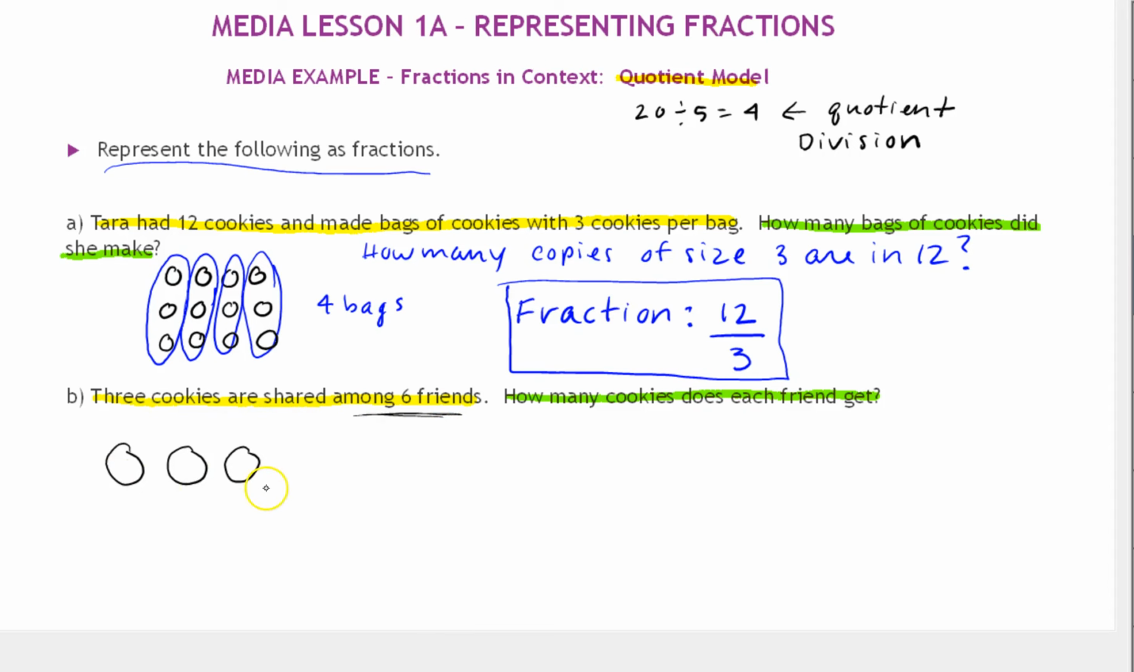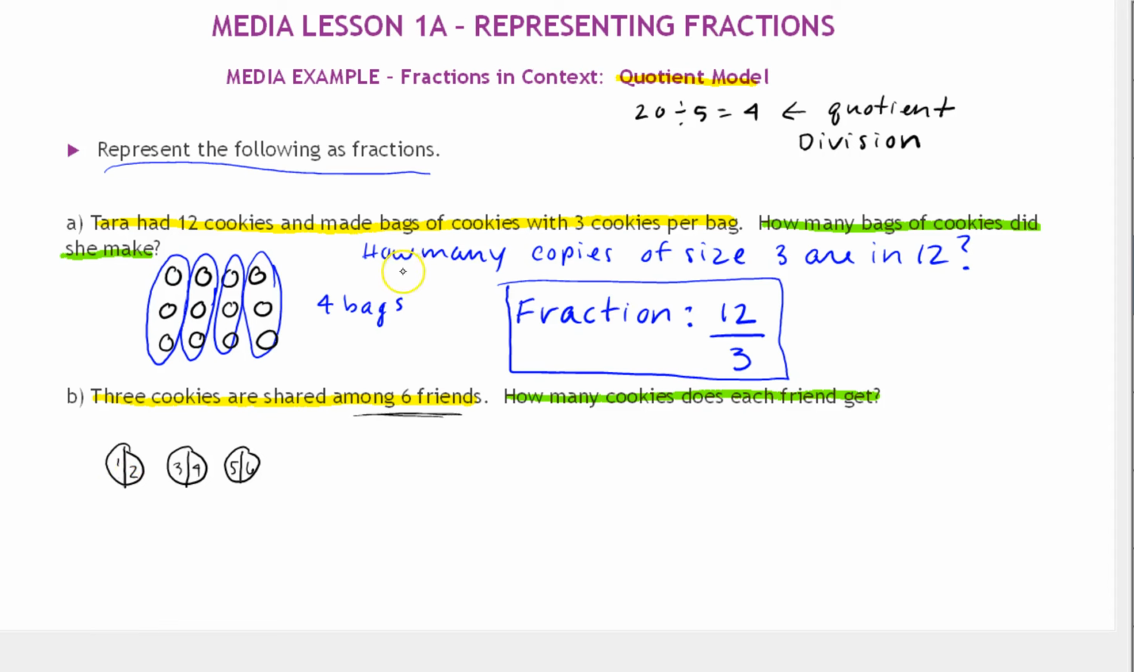So imagine you have these 3 cookies, there's 6 people total standing there. How would you share these equally? Well, you might imagine we want these 3 cookies to be in 6 equal pieces. And if I cut each cookie into 2 pieces, or divide them into halves, I would have 1, 2, 3, 4, 5, 6 equal pieces. And each piece is 1/2 of a cookie.